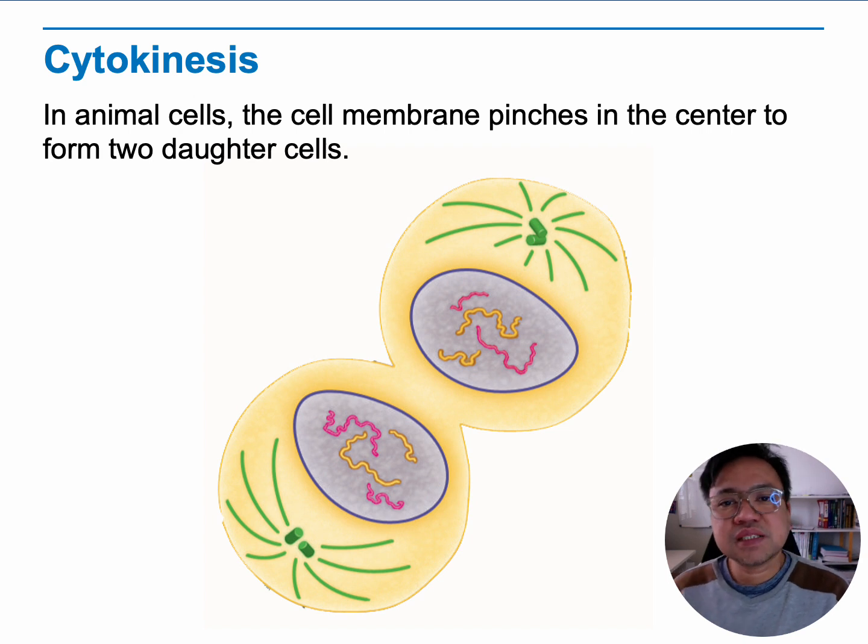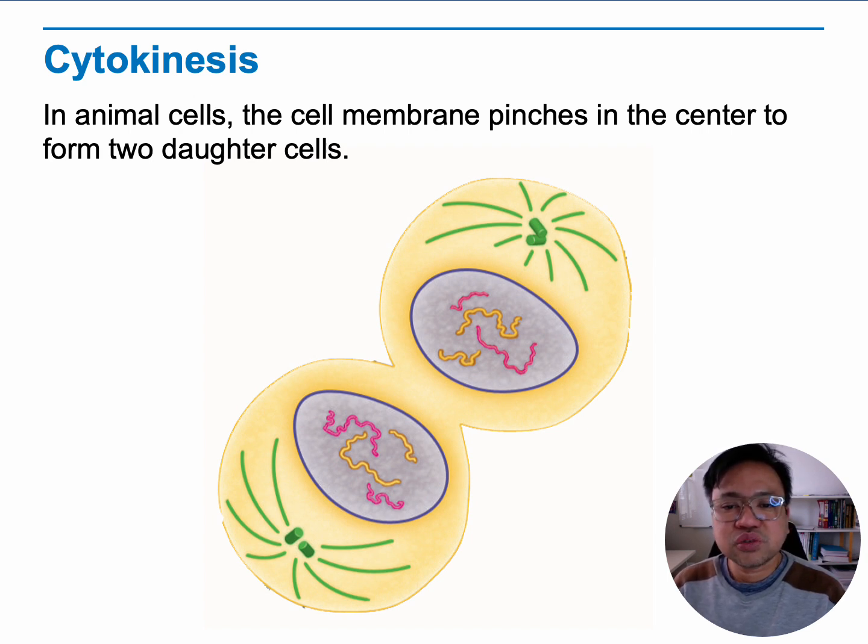However, this process is different in plant cells due to the presence of a rigid cell wall. In plant cells, a cell plate forms in the center of the cell. Over time, this plate develops into cell membranes, and eventually a new cell wall forms between the two daughter cells. With the completion of cytokinesis, the process of cell division ends, leaving us with two genetically identical daughter cells.